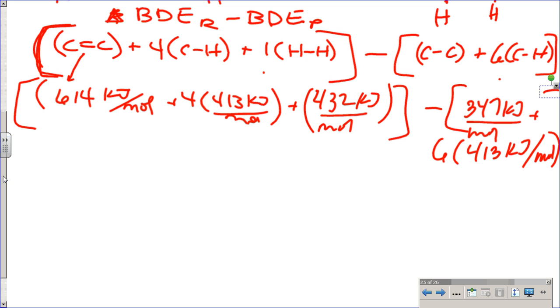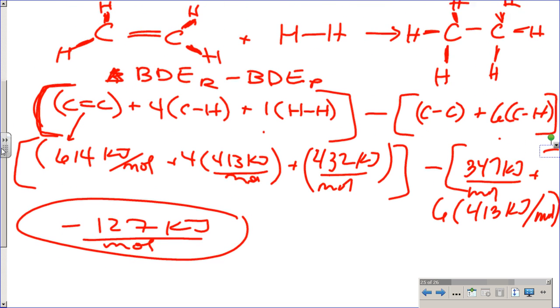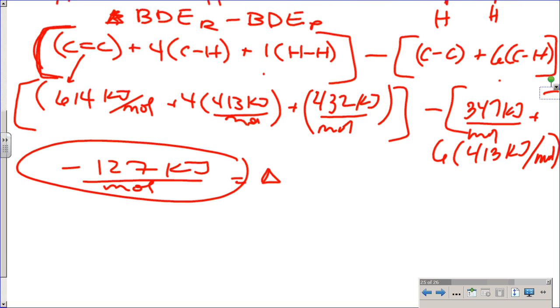Oh, the answer is, thanks, negative 127 kilojoules per mole of ethane is our delta H of reaction.